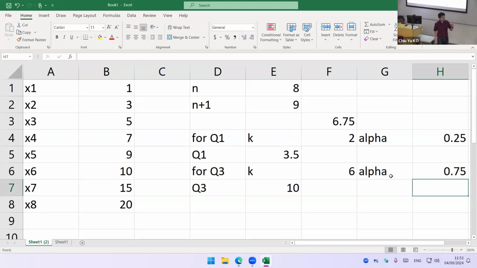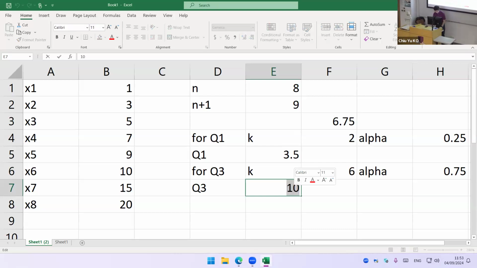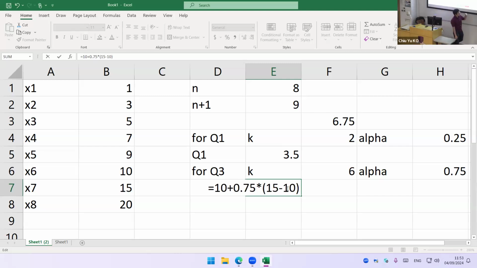So what we're going to do is, because I want the 6.75 data point, it's x 6.75. So it will be x6 plus 0.75 times (x7 minus x6). The 6th one is 10, plus 0.75 times 15, which is the 7th, minus the 6th. That is what we call linear interpolation, right? Because how do you calculate the 6.75 between the two.